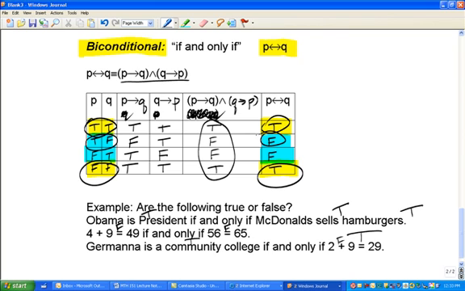So in order for a biconditional to be true, both P and Q have to be true, or both of them have to be false. Next thing you want to do is watch the example or sample problems that I'll do for section 3.4.